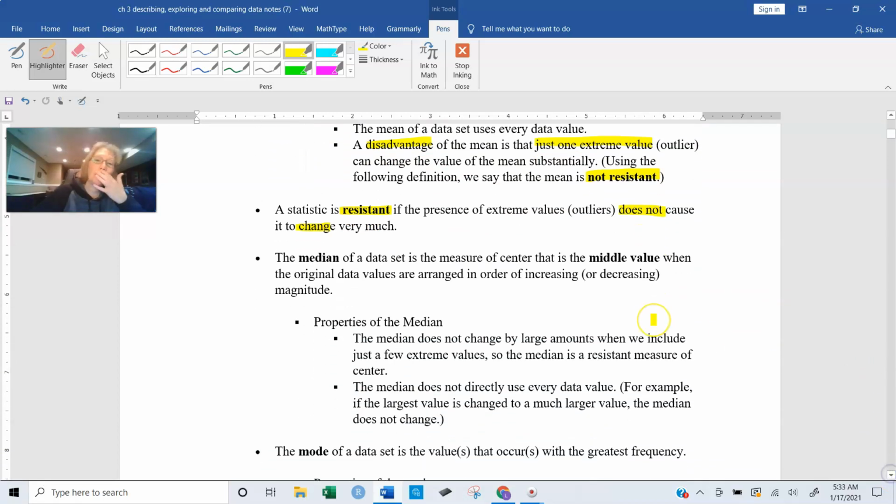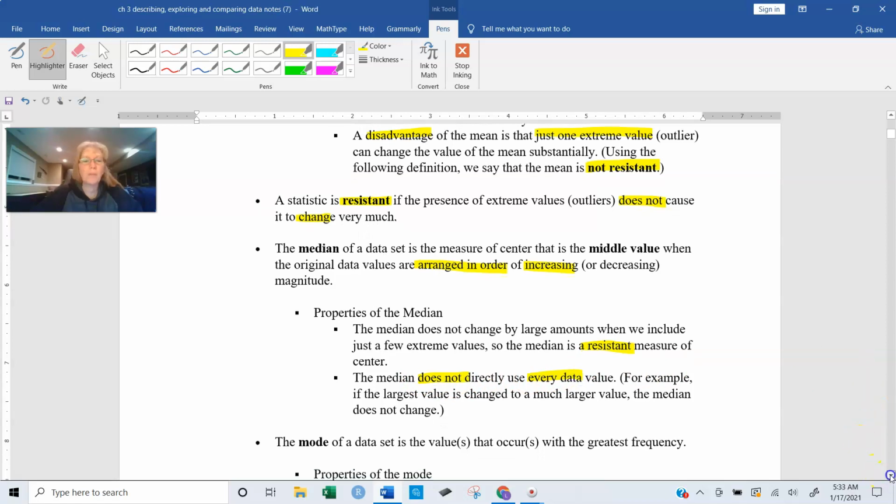The median, or the middle of the data: original values have to be arranged in order, increasing or decreasing. Usually we do increasing. It does not change by large amounts when we include a few extreme values. So the median is resistant to outliers because it's just the middle piece. The bad part is it does not use every data value, so it doesn't tell you what's going on in between.